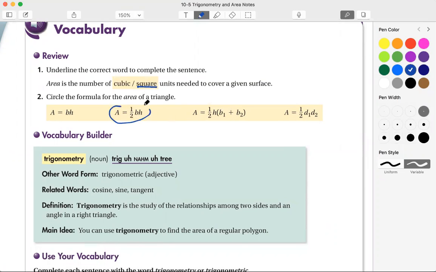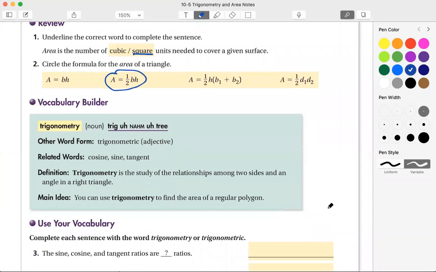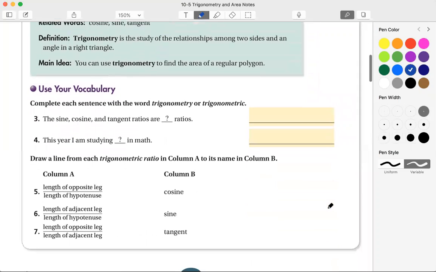Well, A equals 1/2 base times the height. So trigonometry. Well, related words are cosine, sine, and tangent. Trigonometry is the study of the relationships among two sides and an angle in a right triangle. We can use trigonometry to find the area of a regular polygon. All right, so some vocabulary.